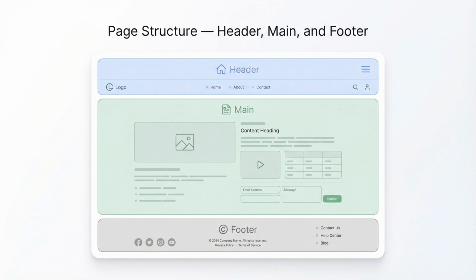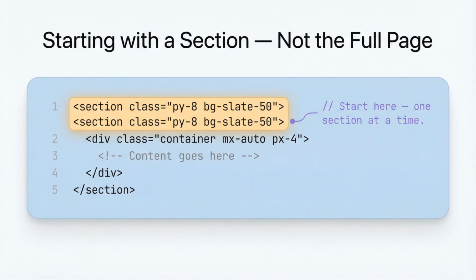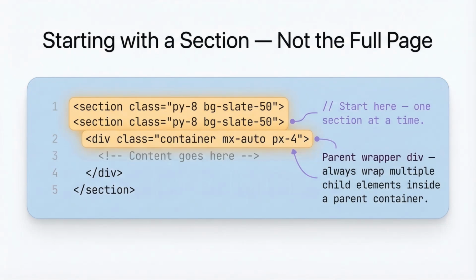However, today the focus is narrower. Instead of designing a full page, the instructor wants to zoom in on just one section at a time. Rather than building the entire page from scratch right now, the approach here is to start with a single section tag and design just that one section. This is a smart, focused way to learn layout. You're not overwhelmed by the full page, and you can see the results of your CSS immediately on a contained piece of the UI. Inside every section, the instructor follows a consistent rule.